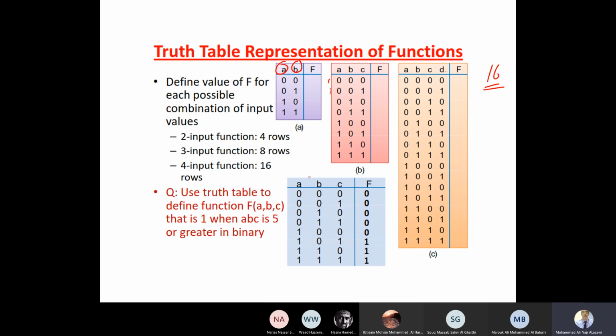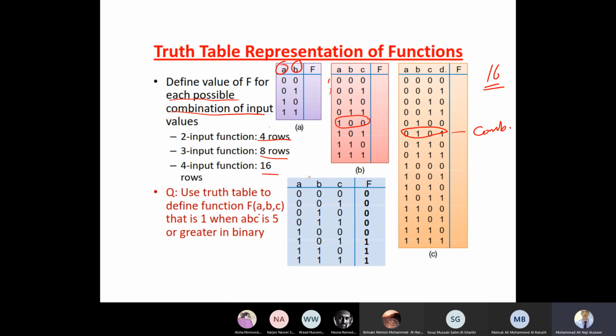So define the value of F for each possible combination. This is each possible combination of inputs. So every one of these is called a combination. That's why we call it combinational logic circuits. Two inputs has 4 rows, 3 inputs has 8, and 4 inputs has 16.